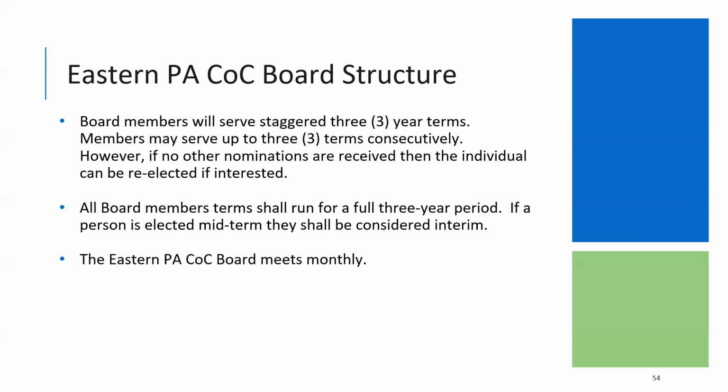In addition, the board members are serving staggered 3-year terms, and members may serve up to 3 terms consecutively. So 3 3-year terms. And if no other nominations are received for an open board seat, then the individual can be reelected if interested. And all board members run for a full 3-year period, but if a person is elected mid-term, so for example, a seat is vacant and they come in mid-term, they will be considered an interim board member. And the board meets monthly.